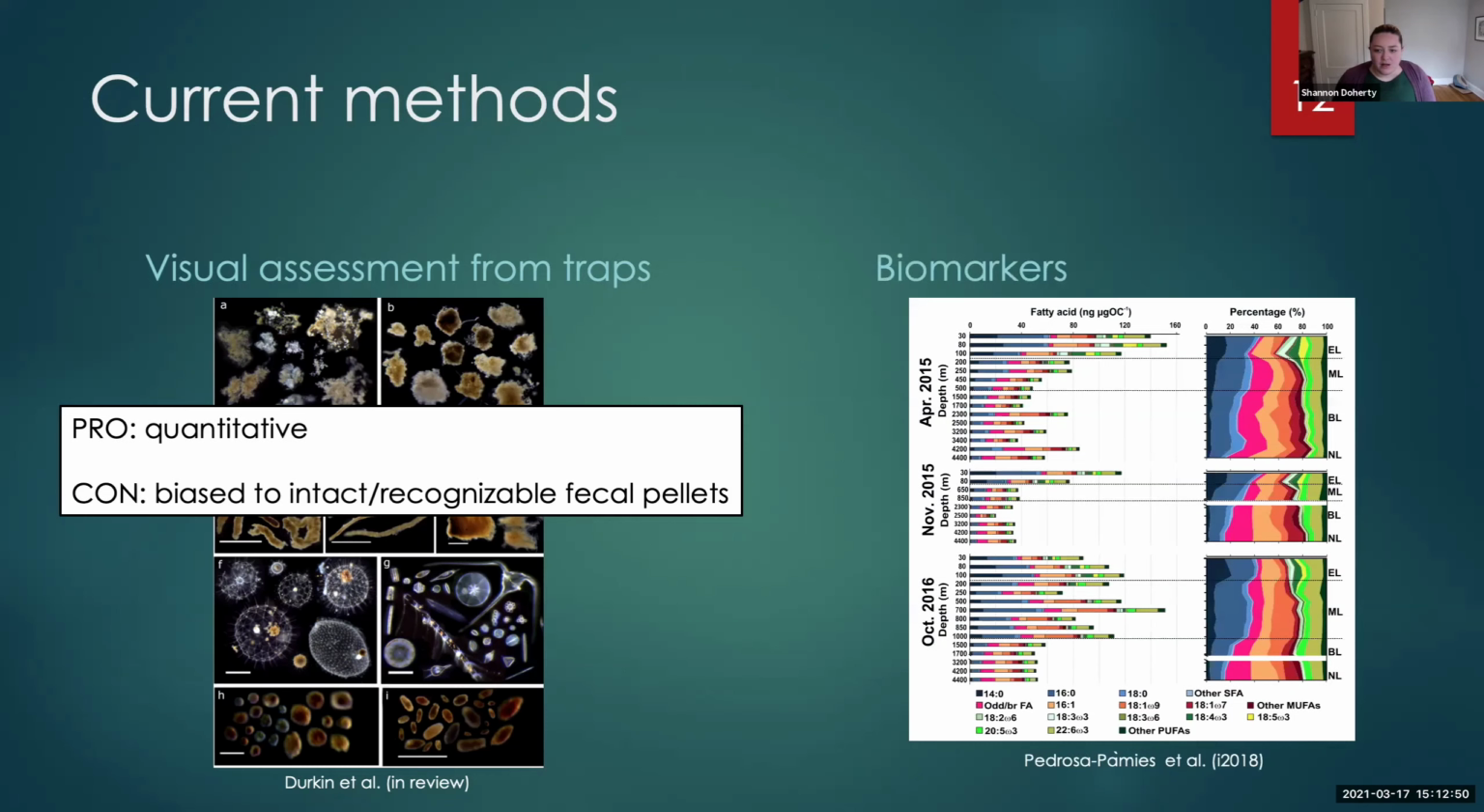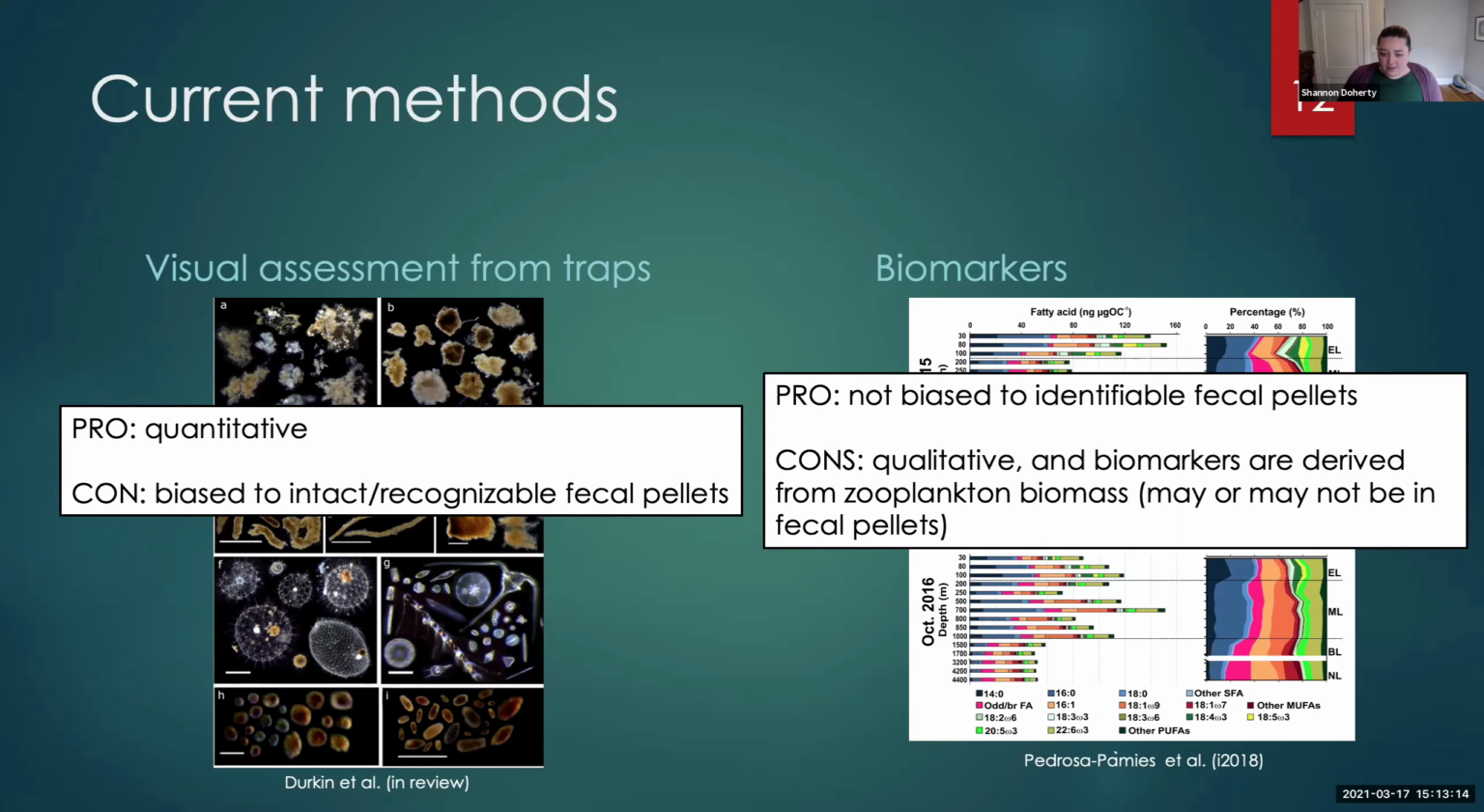Our second method is using biomarkers. So these are chemical compounds that are associated with zooplankton, in this case fatty acids. And we can measure which fatty acids here are associated with zooplankton and compare those to other fatty acids associated with other organisms or organic matter states. And the pro of this kind of method is it's not biased to identifiable fecal pellets, but unfortunately it's qualitative. And these biomarkers are derived from zooplankton biomass, which means they may or may not be in fecal pellets. And the extent to which they're in fecal pellets is probably very variable and not easy to measure.